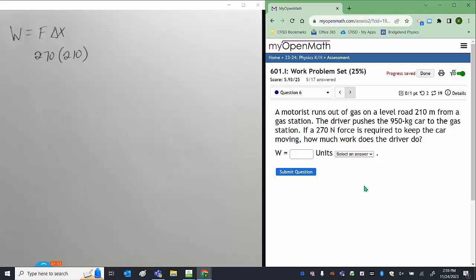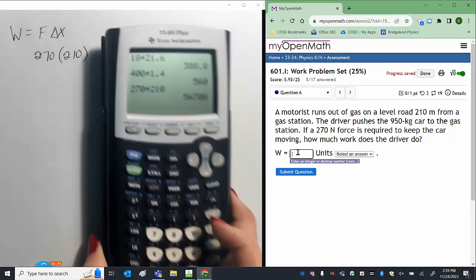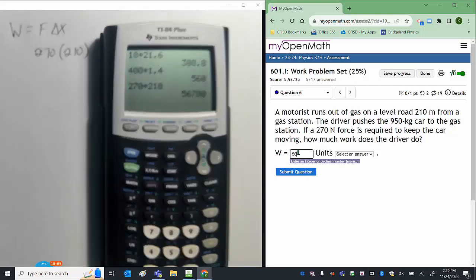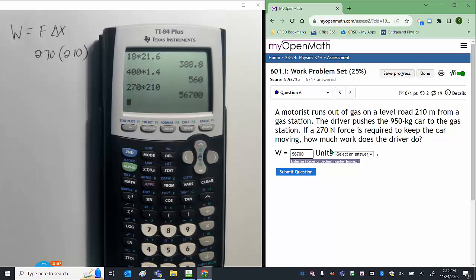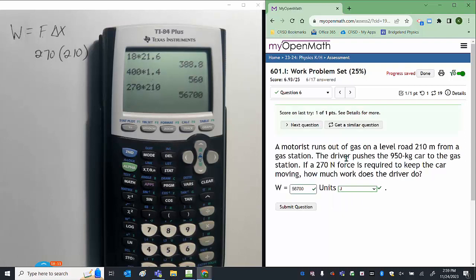We just multiply the applied force, 270, by the distance over which he applies that force, 210. When we multiply those numbers, we get 56,700, and our units for work are joules. So that's how you answer this question. Don't get thrown off by extra information.